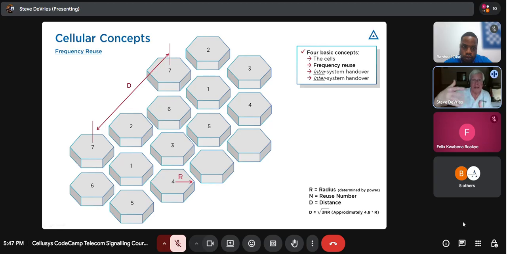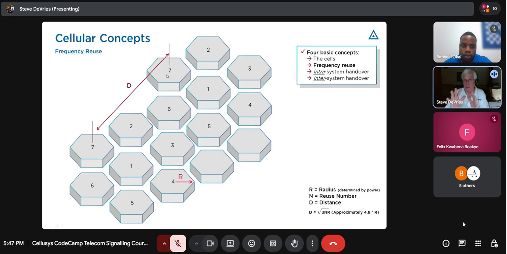kilometers. It could be miles. That's the distance away. It depends on what unit you're using, whether miles or kilometers. So if you multiply 4.6 times whatever this radius is here, you can reuse this. So theoretically, if you reduce the power, you reduce the cell, and you reduce the distance that you can go from here to reuse those same frequencies again.